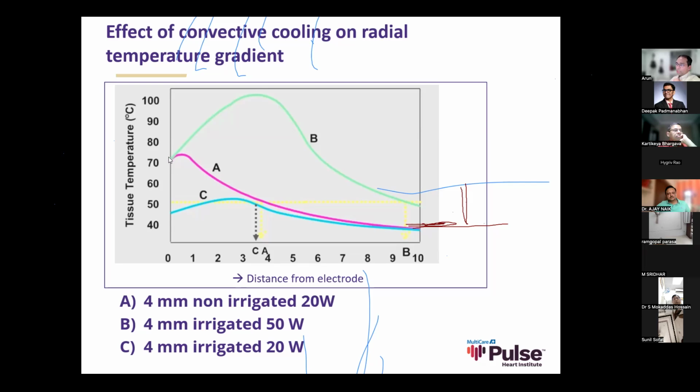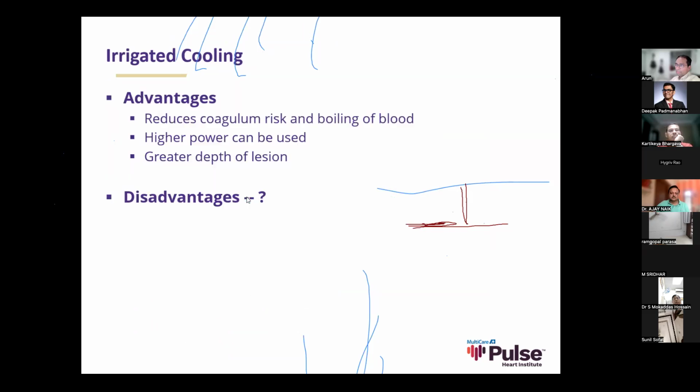You can see that the tissue temperature at the interface is high, and then it goes much higher in the deeper tissue and then comes down. Then the 4 millimeter irrigated catheter at 20 watts. You can see that at the interface it's 40, but at the deeper tissue it goes beyond 50. You want 50, right? 50 is the threshold at which ablation happens. So you are actually creating deeper lesions with the irrigated catheter. Is this part clear? Any questions about this?